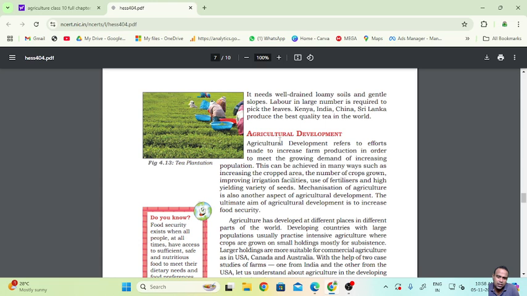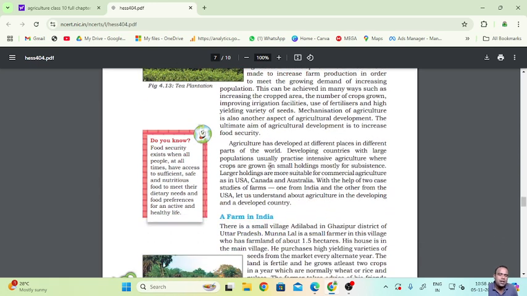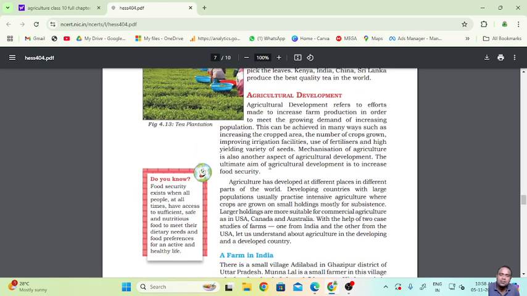Agricultural development. Agricultural development refers to efforts made to increase farm production in order to meet the growing demand of the increasing population. So, the population is growing, so the demand is also growing. So, agricultural development is essential, because if agricultural development is not done, then it can't meet the demands of the growing population.